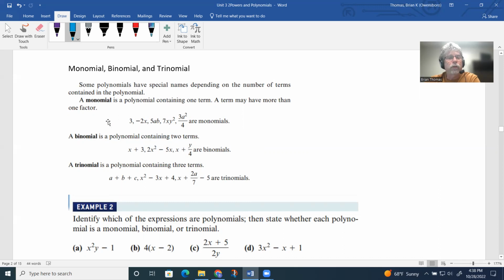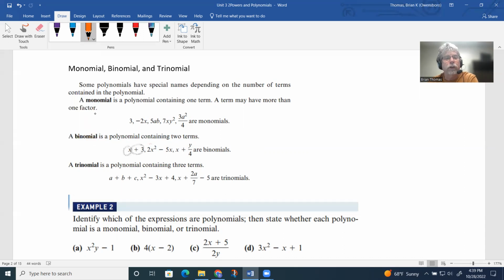A binomial means we're talking about two terms. So we get into two terms. This is when I start using my little circle method to mentally see them. So when I circle the first term, and then circle the second term, I include the operation with it, and that's my two terms. So I see an x and a 3. Those are my two terms. So therefore it's called a binomial.